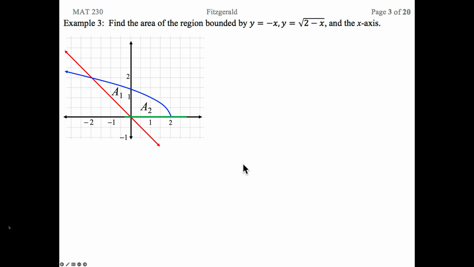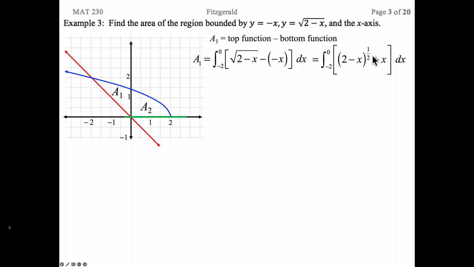All right, here we go. A1, top function minus bottom function. We're going to integrate from negative 2 to 0. We're going to have the top function, the square root of 2 minus x, minus the negative x, which will become plus x. And I'm going to change my integral to this quantity to the 1/2 power. I'm going to change it to a fractional exponent.